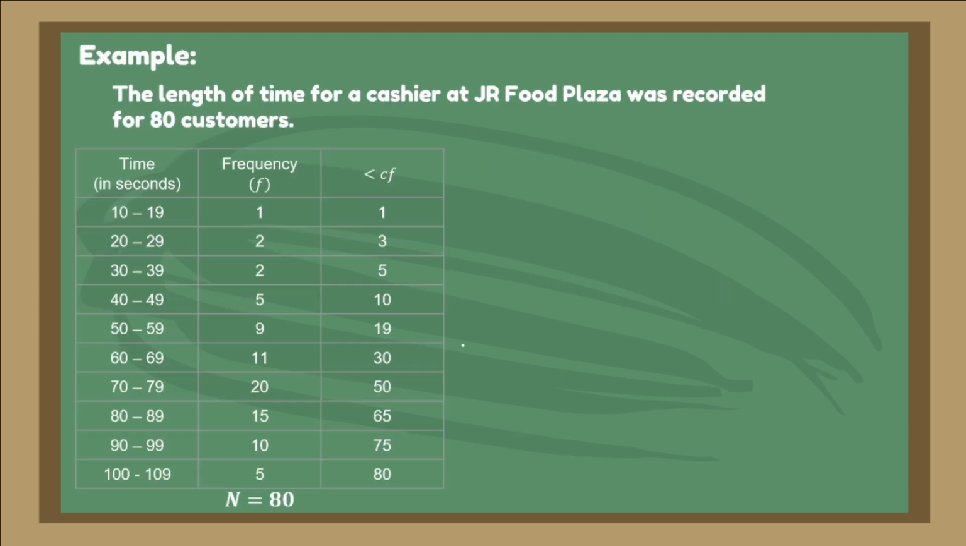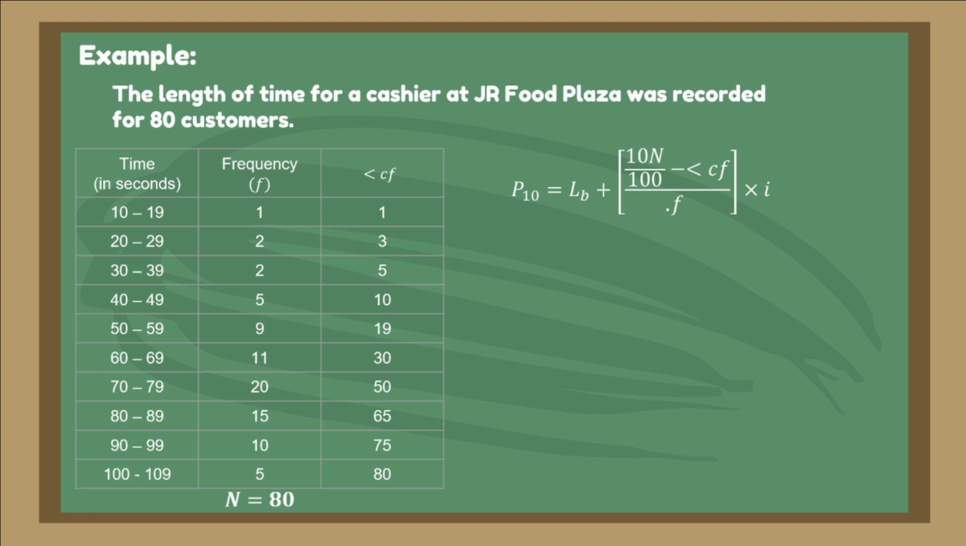Okay, let us have an example. The length of time for a cashier at JR Food Plaza was recorded for 80 customers. So this is the time, in seconds, which is also our class interval. And the total frequency is 80. Then this is our less than cumulative frequency. Let us solve first the P10, then later the P90. The formula for the P10 is equal to lower class boundary plus the quantity 10n over 100 minus less than cumulative frequency, over the frequency, times I.